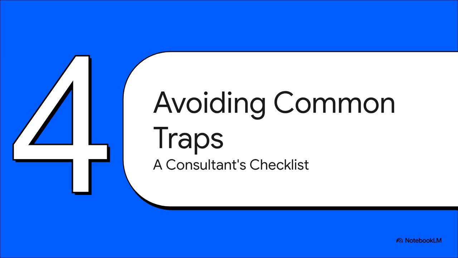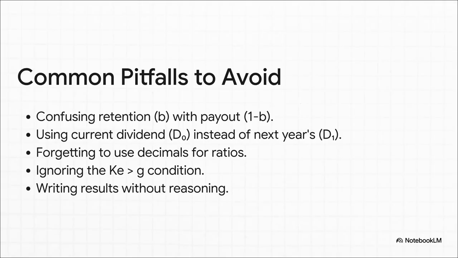And finally, let's switch gears and talk exam strategy. When you're in that exam hall, you have to be sharp. So let's go over the common traps that can steal precious marks from you if you're not paying attention. So listen up, because this is important. First, don't mix up the retention ratio, B, with the payout ratio, which is just 1 minus B. It's a classic mistake. Second, always use next year's dividend, D1, not today's.